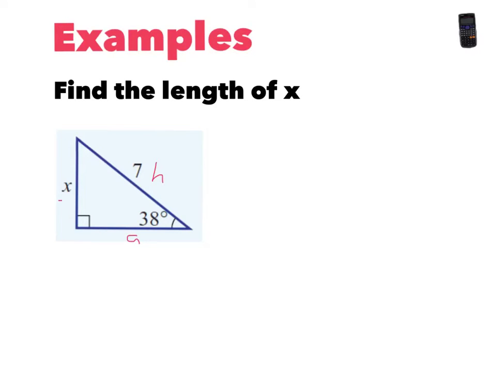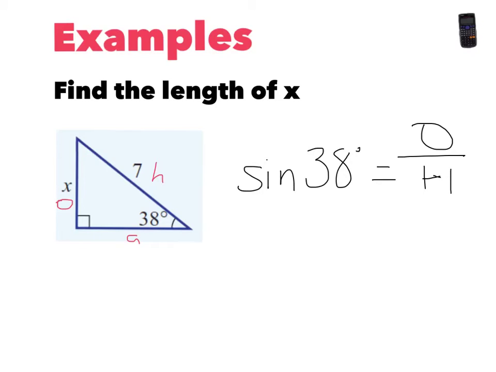This is how I do it. Instead of sine theta and drawing the theta, I now draw my degree in. Sine 38 degrees equals the opposite over the hypotenuse. Now I substitute in my formula. What's my opposite? I don't know, it's x. Over what's my hypotenuse? 7. So the sine of 38 equals x on 7.